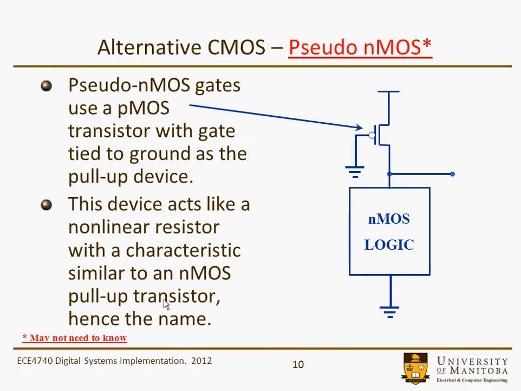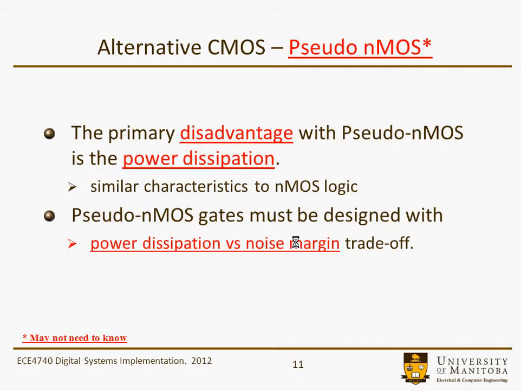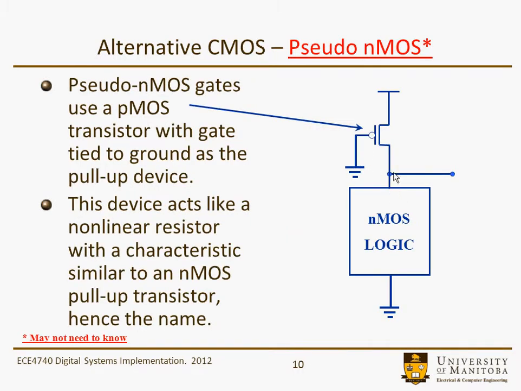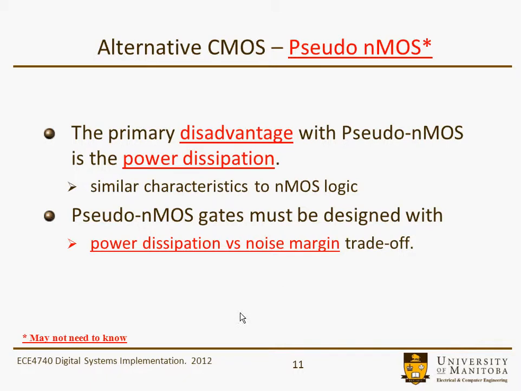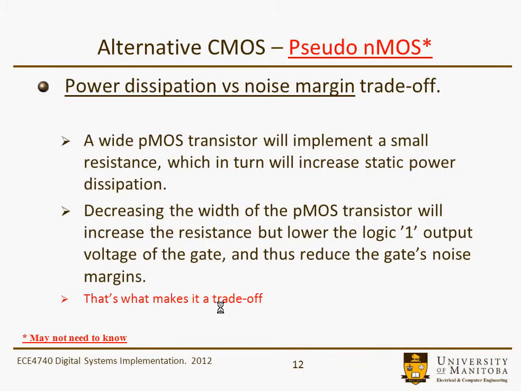And this is the may-not-need-to-know category, but it's good to consider some of these other structures and just be familiar with other circuit techniques. So there are disadvantages with pseudo NMOS, and that would be power dissipation, because as we saw in this situation, when you're expressing a logic low out here, you basically have a conducting path through a resistor up here and the resistance of the NMOS devices down here, which are on. So you have to design the NMOS gates with power dissipation and noise margin trade-offs in mind. And this goes on to discuss the trade-offs of a wide PMOS transistor to implement a small resistance, but that in turn increases the static power dissipation. But if you make it not wide enough, then it's going to be slower. So that's what makes it a trade-off, and those are the kind of things you should be able to discuss, but they're in the may-not-need-to-know category.